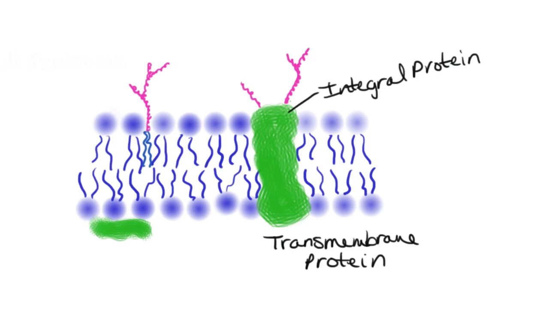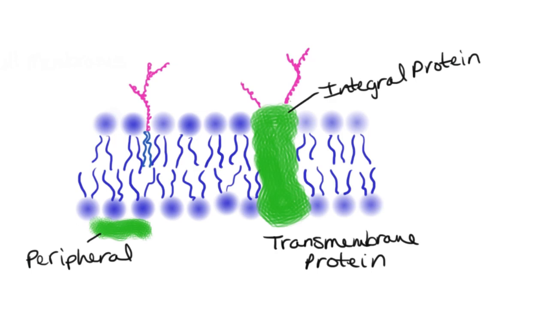The other protein example that we have on here, this one is going to be what we would call a peripheral protein. And this is peripheral because it does not touch that hydrophobic core at all. So this one is just loosely bound to the surface of the membrane, and it is just going to be touching those hydrophilic head groups.